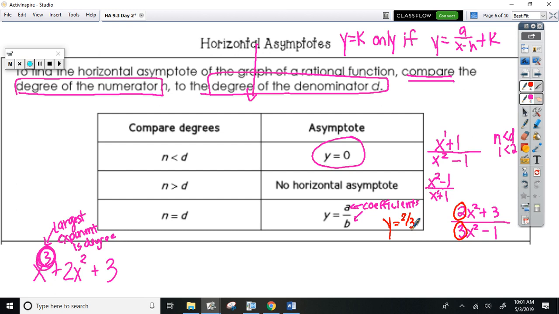So every time I ask you for the horizontal asymptote of a rational function with polynomial numerator and denominator, you need to compare the degree by looking at the largest exponent. Based on which one you pick, you'll identify the asymptote. So you need to memorize this chart. Hopefully by the end of your homework tonight, you'll have it memorized. But we'll see.